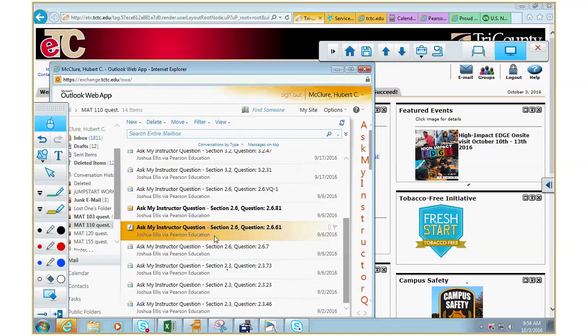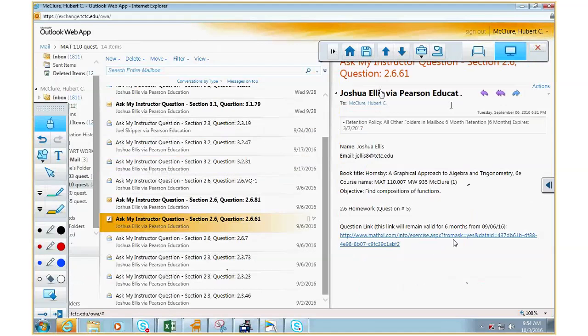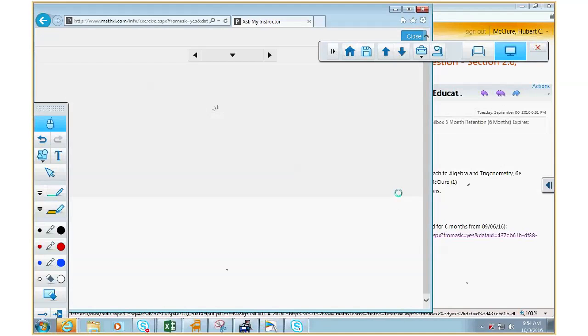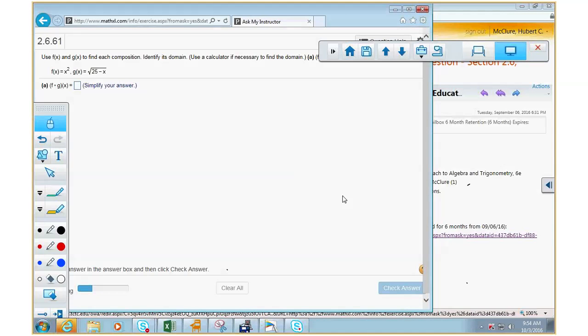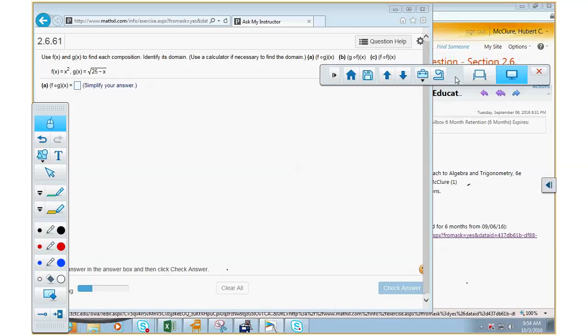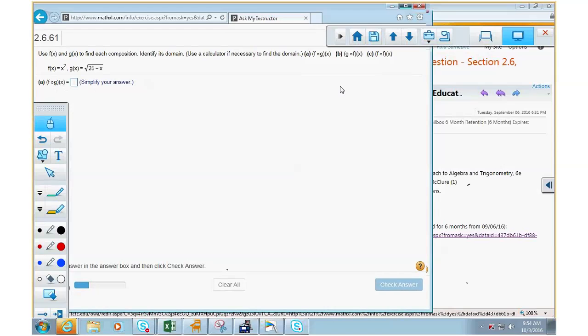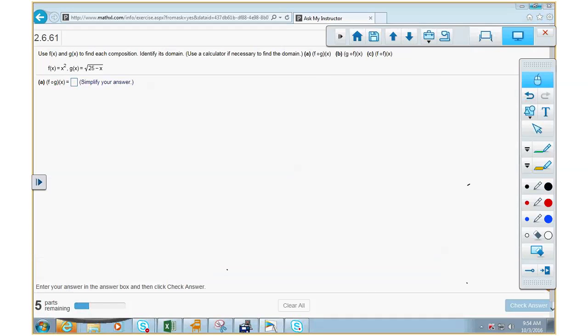All right, this one is 2.661/5. Okay, I don't know if we went over these or not, but I'm going to go over them again. It says, use f of x and g of x to find each composition.